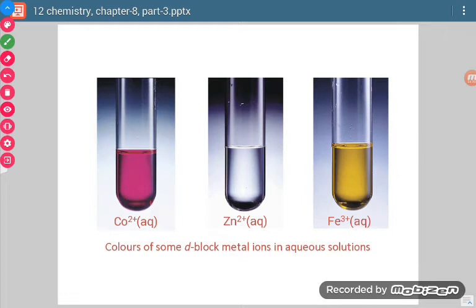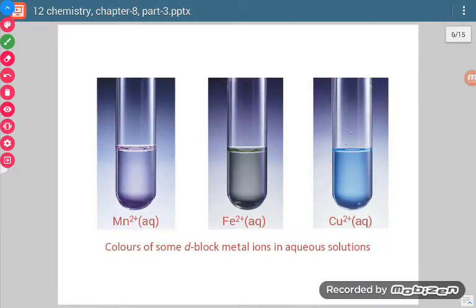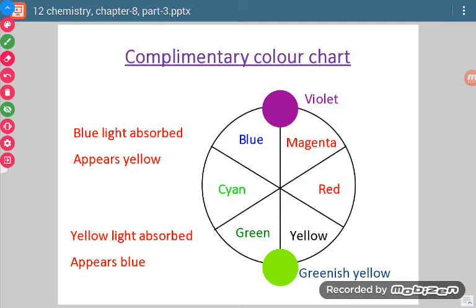Now see, we have taken a few examples. You can see the colors. If Co2+ is present in aqueous form, then its color is like this. If zinc is present, the color is like this. If ferric ion is present in aqueous solution, then this is the color. There are a few more. Manganese ion shows this color, ferrous ion shows this color, copper ion shows this color. Copper sulfate solution you have seen many times.